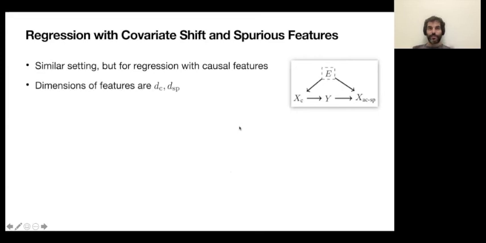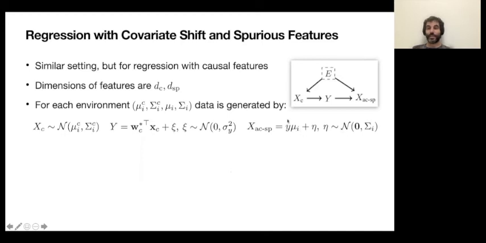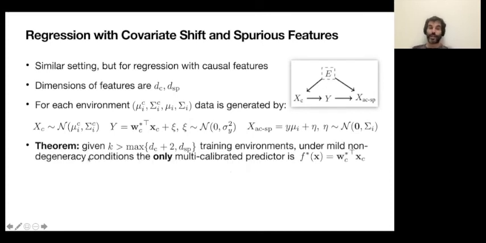And in this case, we have causal features. So we have two dimensions, the causal dimension and the spurious dimension. We assume the causal features have some normal distribution, which depends on the environment. Y has some causal weight vector times X_C plus some noise. And we have the spurious features, which are generated by Y, and again have some Gaussian noise. Again, we do not know a priori which features are causal and which are anti-causal, and we want to see if calibration helps us learn that. If we have enough training environments and some mild non-degeneracy, only if you're calibrated on all training environments will you have the optimal causal classifier, which throws away all the spurious correlations and only uses the causal features. And this is actually an if and only if.